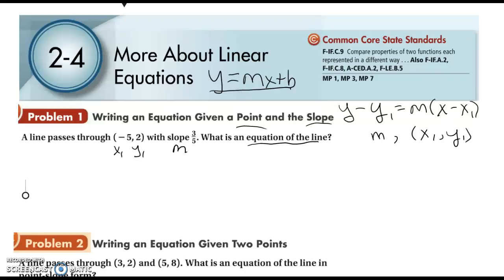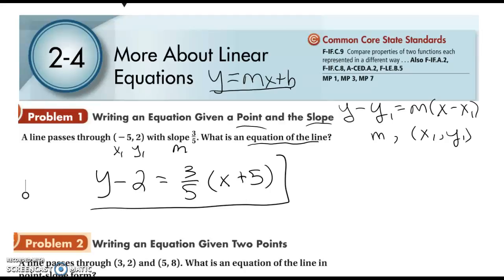So let's simply write the equation. y minus the y-coordinate equals m times x minus the x-coordinate. Now it's x minus negative 5, so I'm going to change it to a plus. And that is it. This is very easy to write when you know the point and the slope.